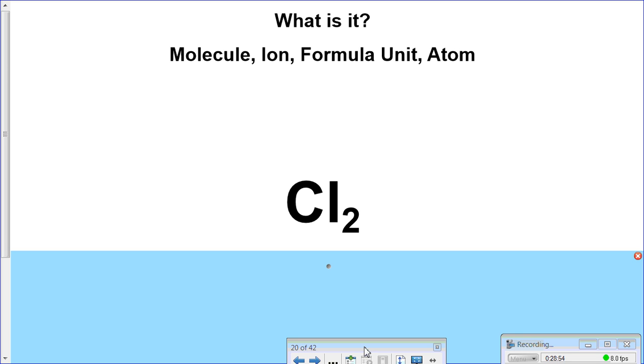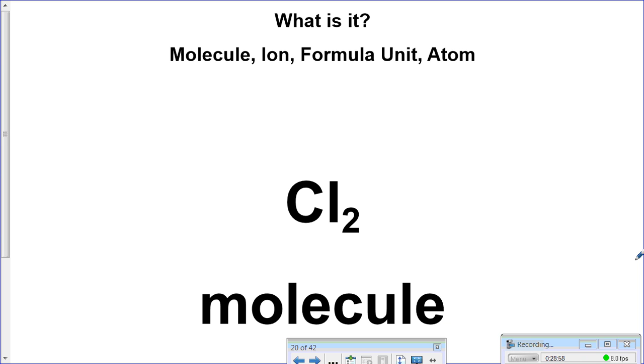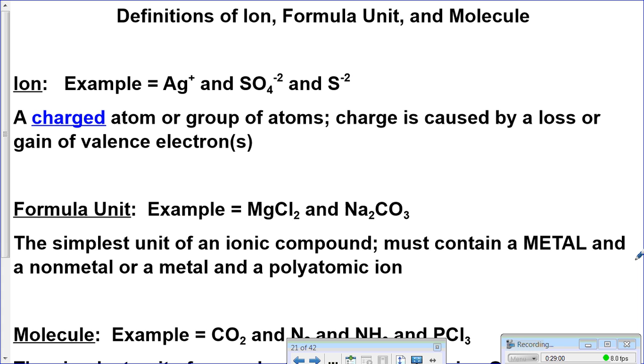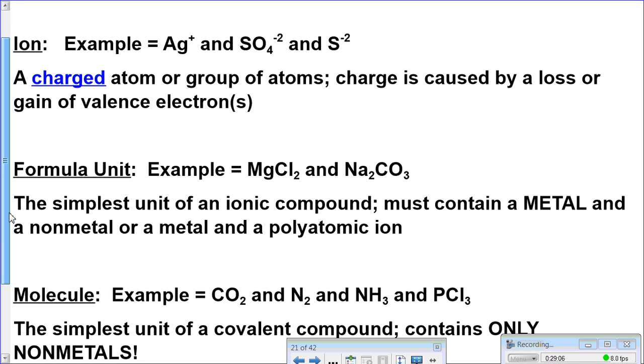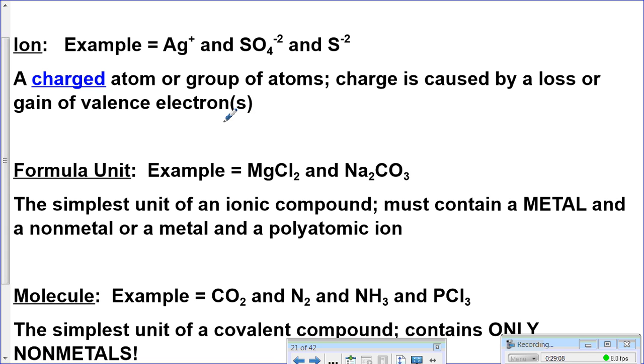Cl2, a lot like O2, is going to be a molecule. It's going to be a diatomic molecule. So just a reminder here, ions have a charge on them. They're a charged atom or a group of atoms, and the charge is caused by either a loss or gain of electrons. Okay, so this would be I lost an electron, the negative charges would be I gained an electron.